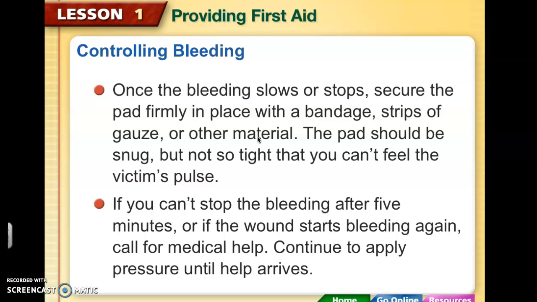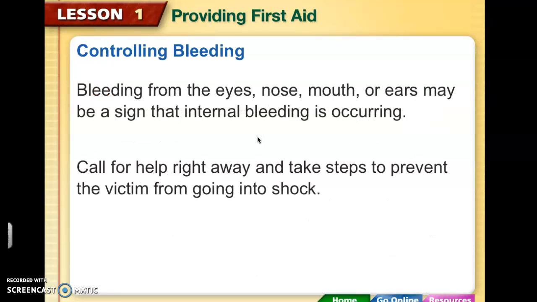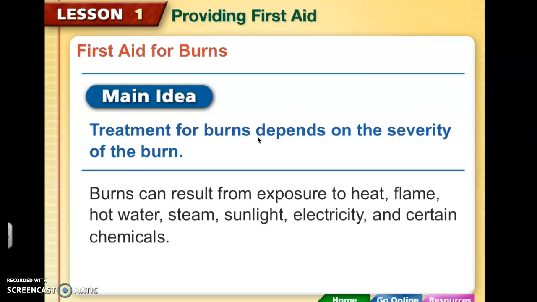And if you can't stop the bleeding after 5 minutes, or if the wound starts bleeding again, of course, call for medical help and continue to apply pressure until help arrives. Bleeding from the eyes, mouth, nose, or ears can be a sign of internal bleeding. So call 911, call for help immediately, because if it's internal bleeding, the victim may go into shock soon.